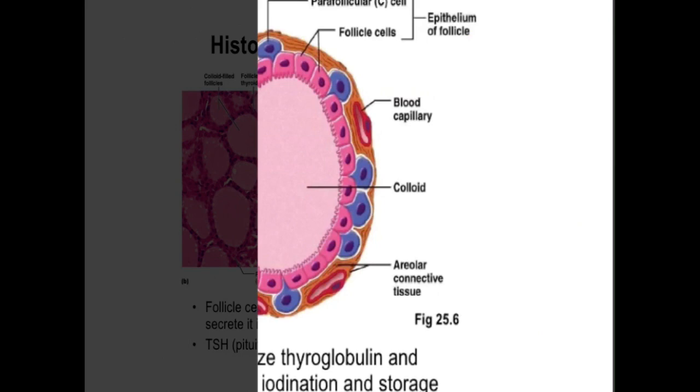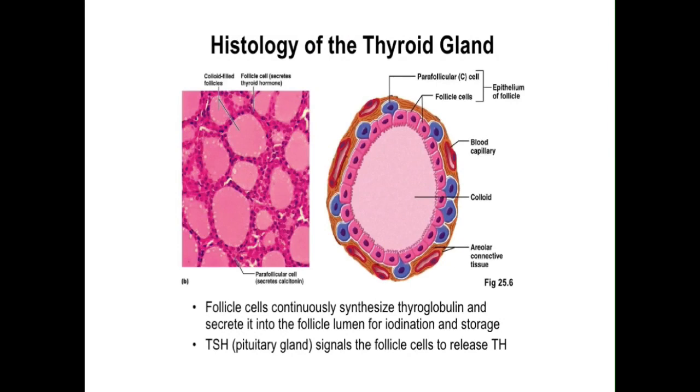The functional unit of the thyroid gland is known as the follicle. This consists of epithelial cells surrounding a colloid. Follicular epithelial cells initially produce thyroglobulin, which is then secreted into the colloid lumen, where it reacts with iodine and the enzyme thyroid peroxidase to produce the thyroid hormones.